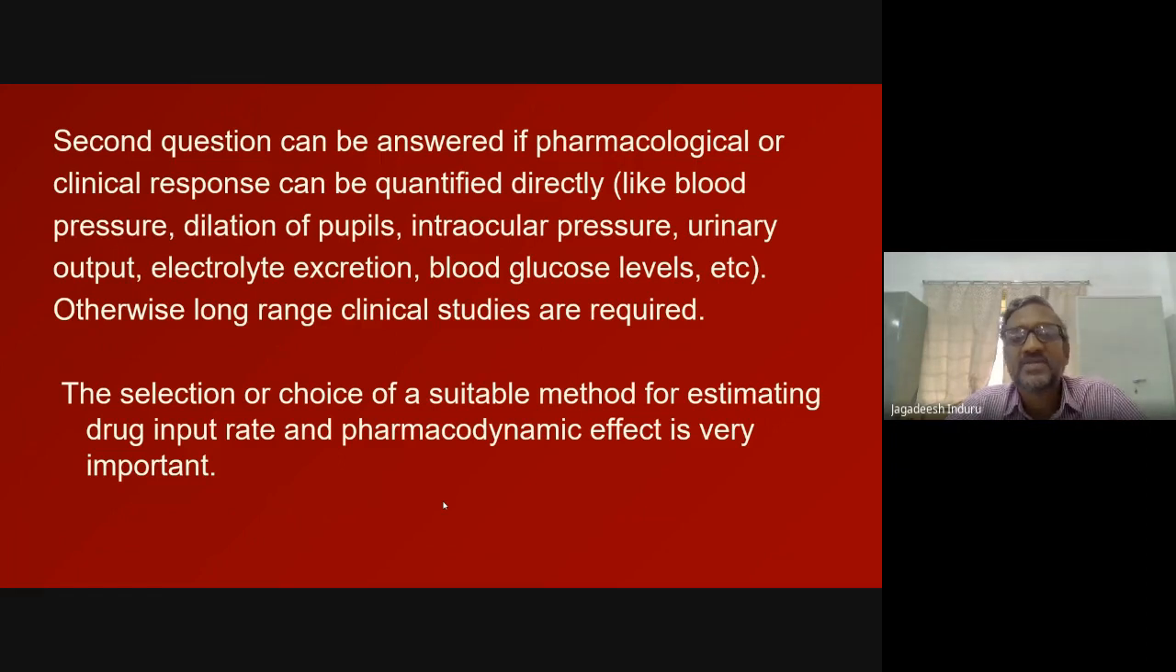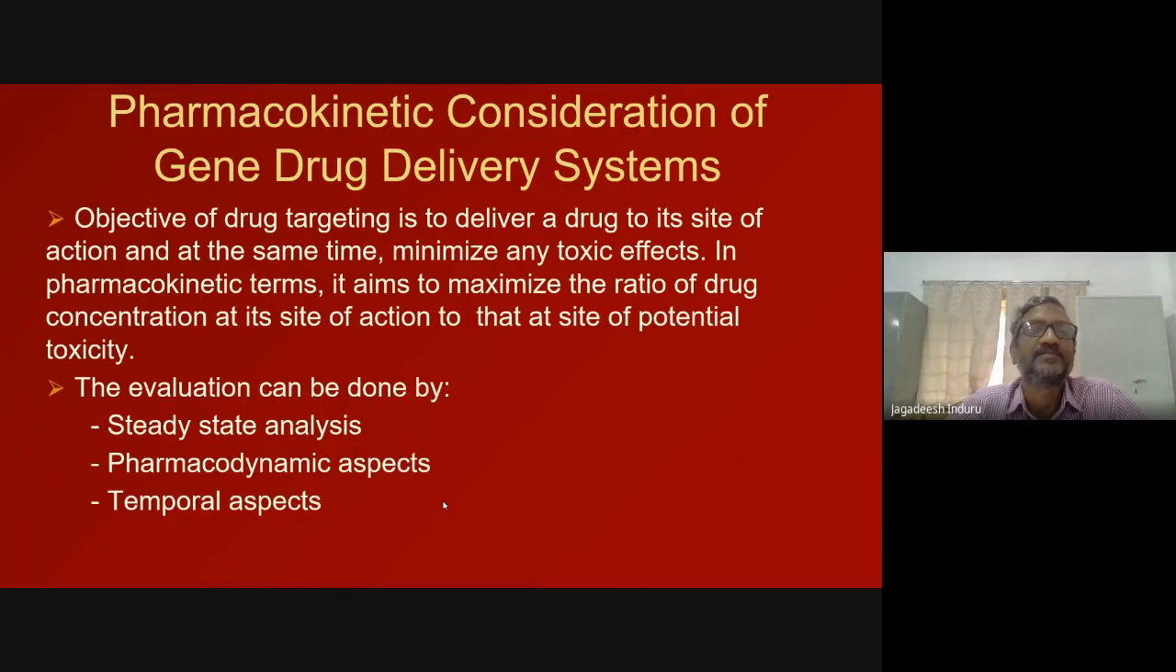So the selection of the choice and the method of estimation of the input rate and pharmacodynamic effect is very important. What way we need to choose, we need to determine during initial stages itself. Okay. For that purpose, we are having 3 types of evaluations done. One is the steady state analysis, another is the pharmacodynamic aspect, another one is the temporal aspect. Temporal aspect is the effects which are relevant to their time duration.